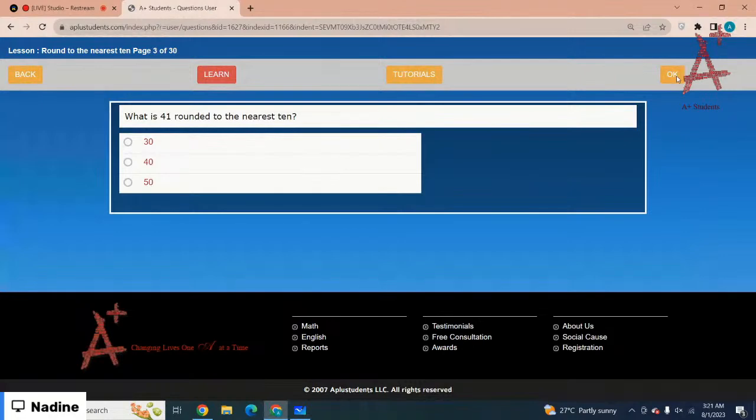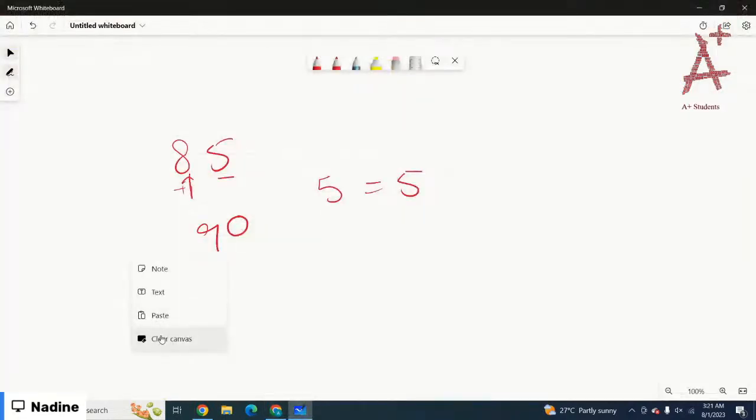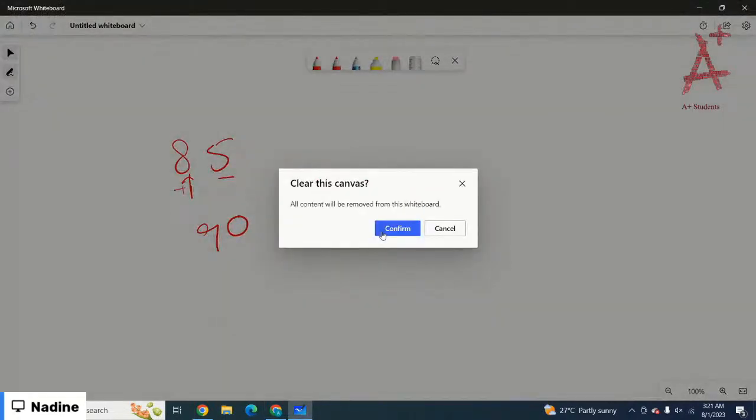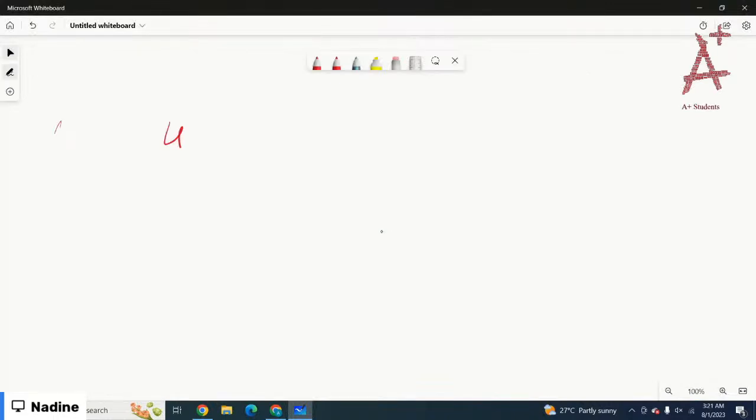What is 41 rounded to the nearest 10? So which is the correct option? 30, 40, and 50. 41, the digit at the ones position is 1. Basically, you have to round the tens digit. So this one is the tens digit. You have to see the next digit. Next to the tens digit, you have 1. You have to compare this digit to 5.